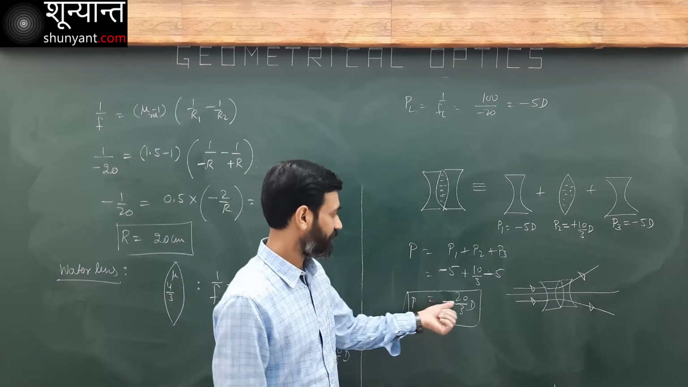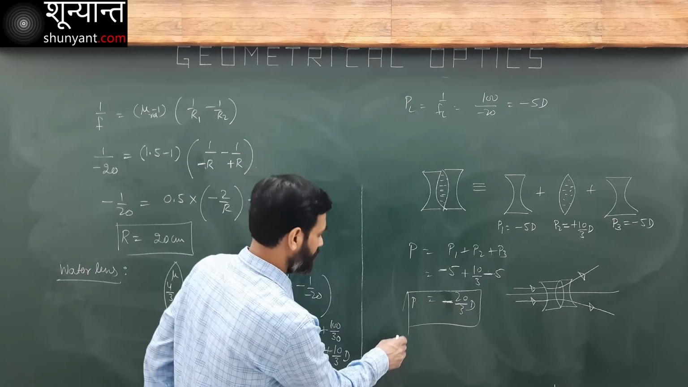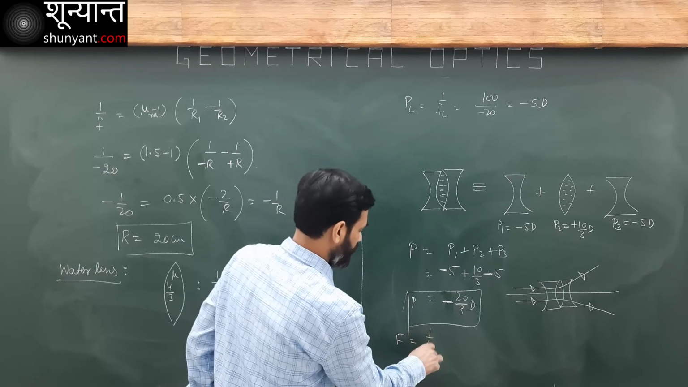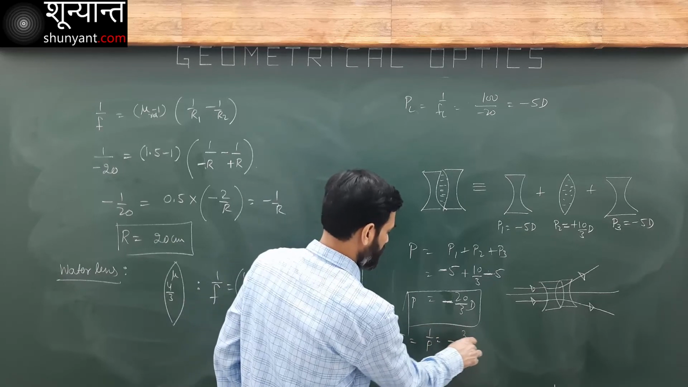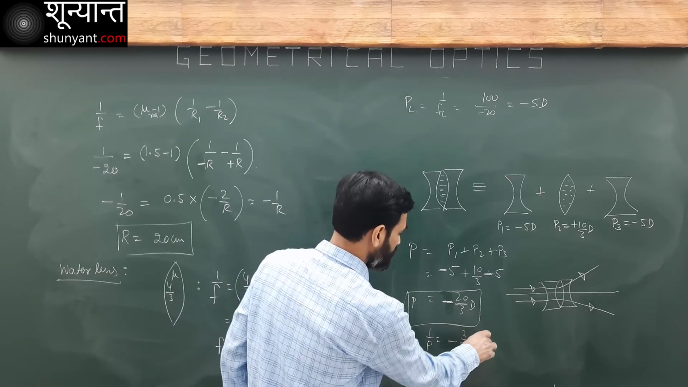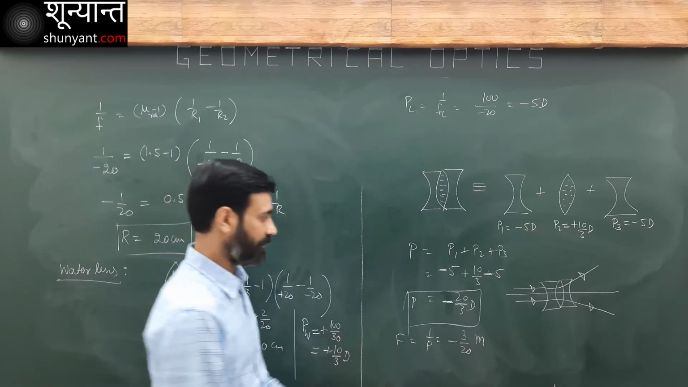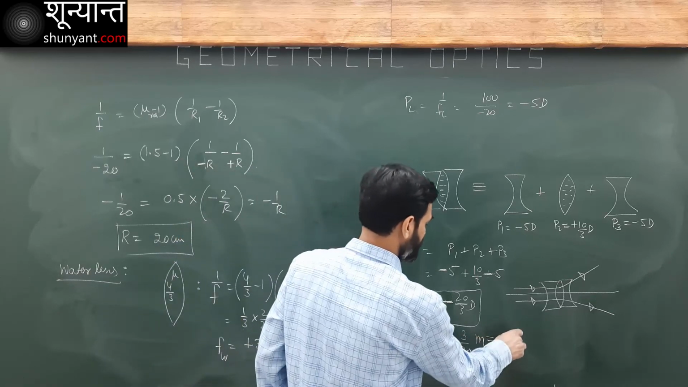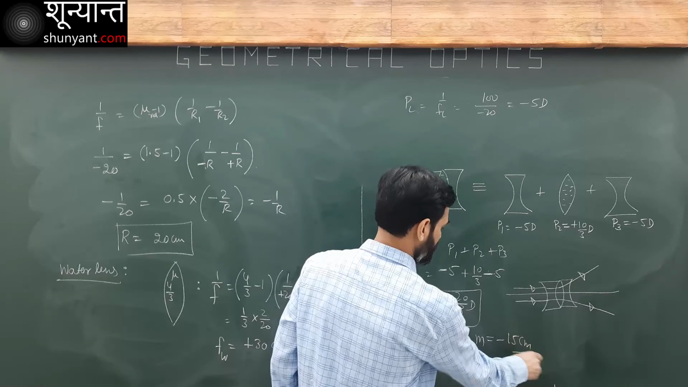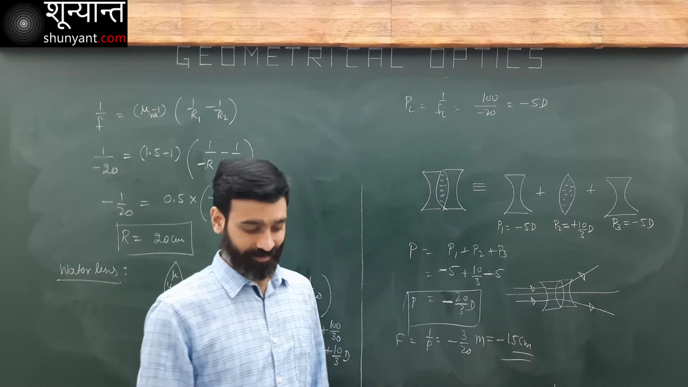What will be the focal length? The focal length will be 1 over P, so minus 3 over 20. This will be in meters. This becomes minus 15 centimeter.